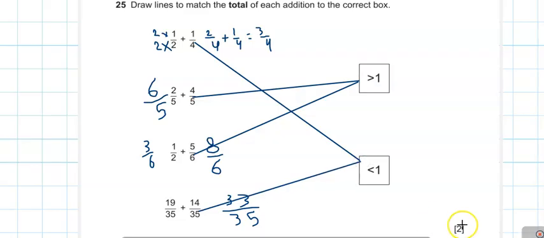This question is worth 2 marks, you have to make all of them correct to take the 2 marks. If you make 2 lines only, you will take 1 mark. And if you make 3 lines correct, you will take only 1 mark. Okay, let's continue. Next.